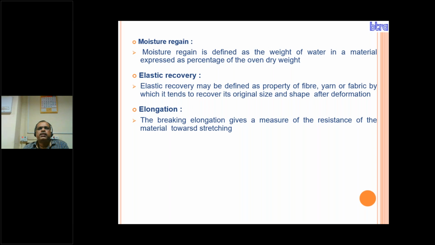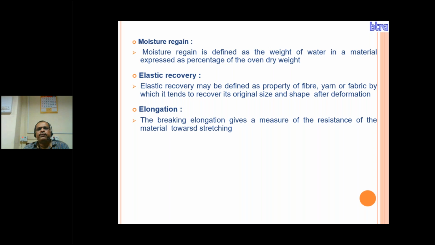Moisture regain is the weight of water present in the fiber material, expressed as a percentage of the oven dry weight. It expresses the water content of the fabric as a percentage with respect to the oven dry weight of the fabric. So that is the moisture regain.